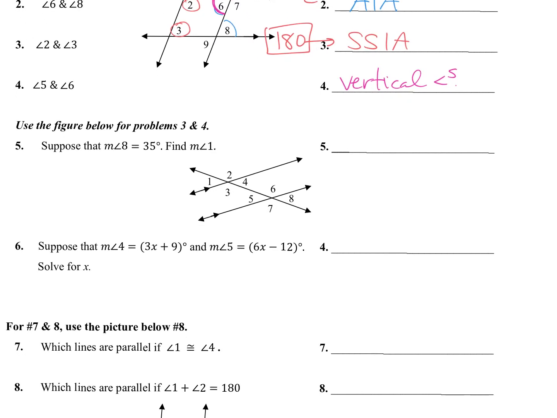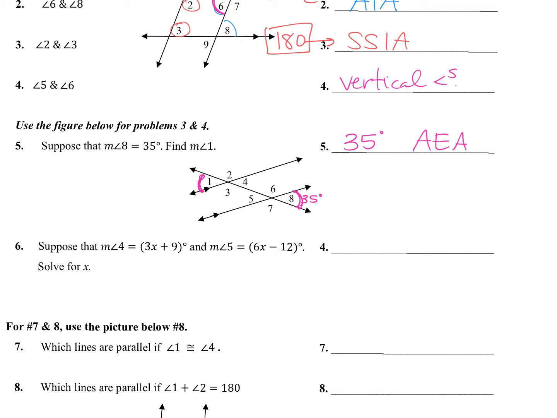Okay, look at number 5 here. It says, suppose that the measure of angle 8 is 35 degrees. What is the measure of angle 1? The same. It would be 35. Those are alternate exterior angles, right? Opposite sides of the transversal, but outside of the parallel lines. So alternate exterior angles on that one.